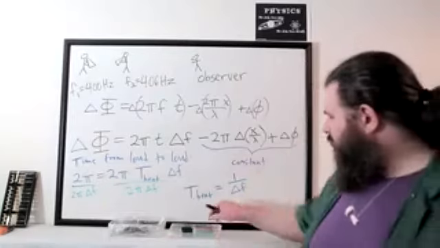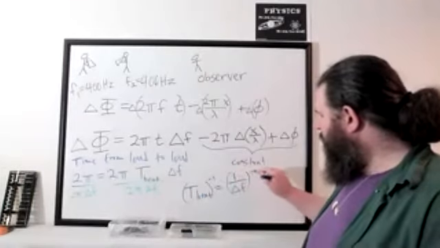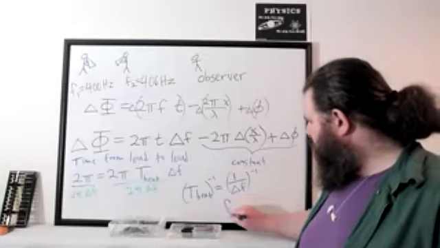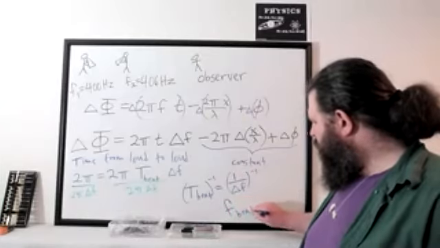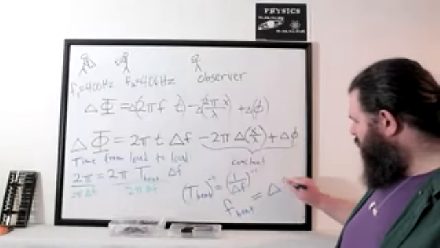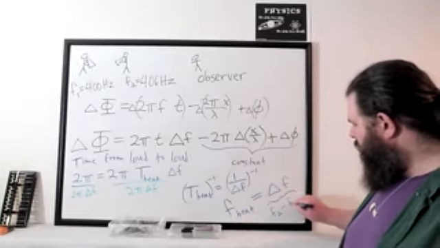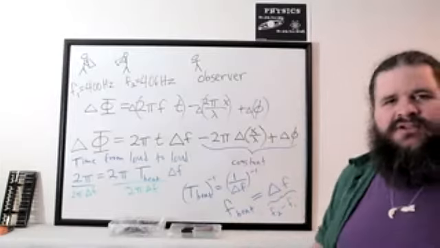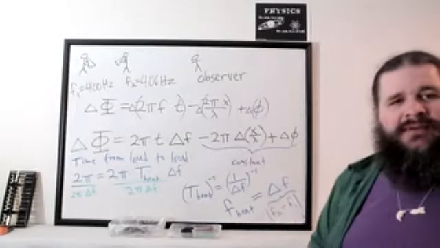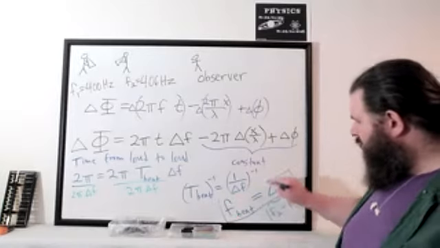Or alternatively, we could invert that, raise both sides to the -1 power. The inverse of beat period would be called beat frequency, f beat. And that's just going to be the difference in frequencies. In other words, f2 minus f1, or f1 minus f2. You can subtract in either order, but take the absolute value because we want it to be a positive result. So that's how you would calculate what's called the beat frequency.